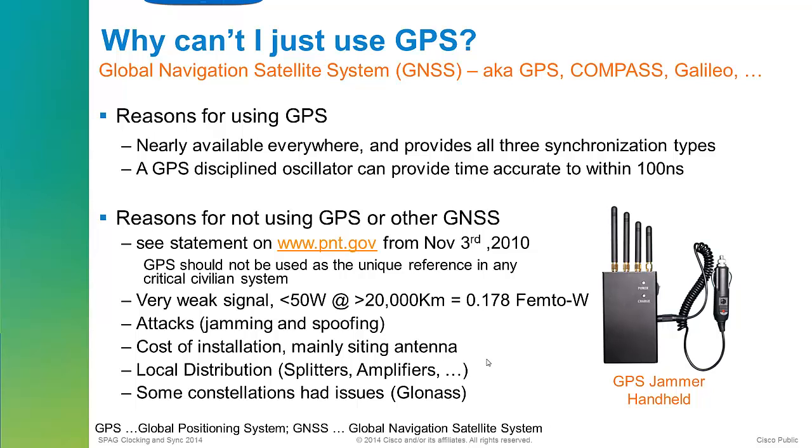So that's an issue. The issue is the cost of installation, mainly siting the antenna. A very weak signal means that you need very good antennas, you need very high gain antennas, you need a very nice location where you can see the sky and lots of satellites. You need a very good cable to be run from the antenna. And then there's all the issues of distributing the signal, whether you've got splitters, every time you've got splitters you need amplifiers, and the length of cable run. So there's a lot of issues about, and cost associated with putting GPS receivers in.